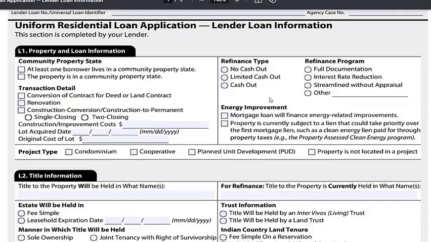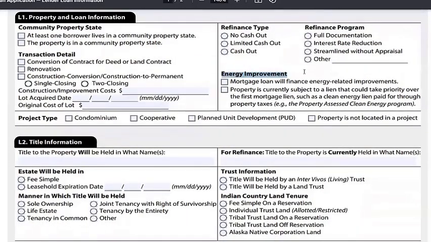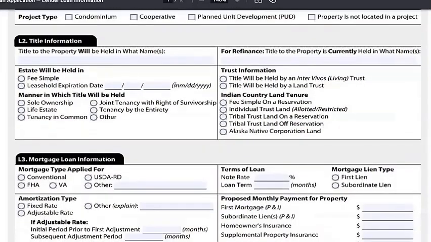So radio buttons are there. Then the new energy improvement, which we used to see now in many cases, or you must have seen this information being shared now in the application as well. Previously energy improvement or energy efficiency was not a part of the 1003, right? Then the transaction detail, conversion, renovation by borrower, what type of single closing, two closing, we can discuss all this later, but as of now I'm just showing you what different forms and what different information have been included. But if you come across any question, you can still ask.